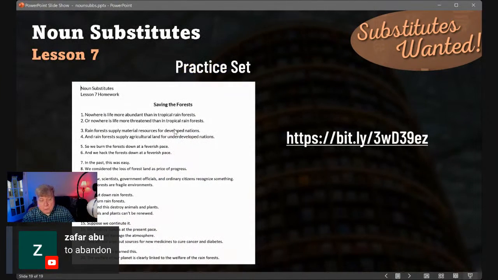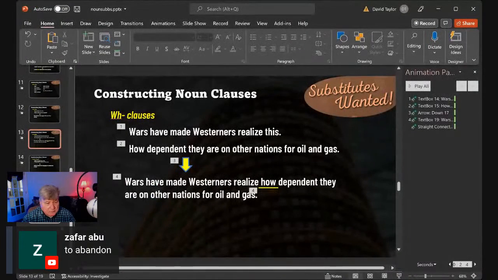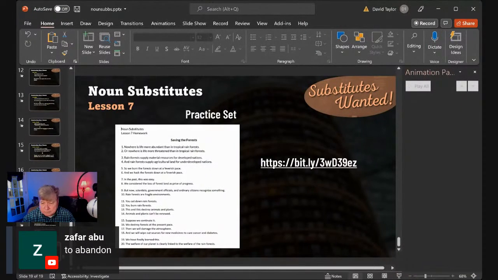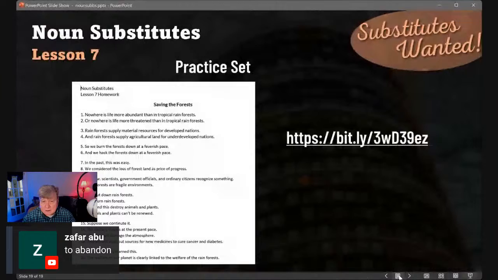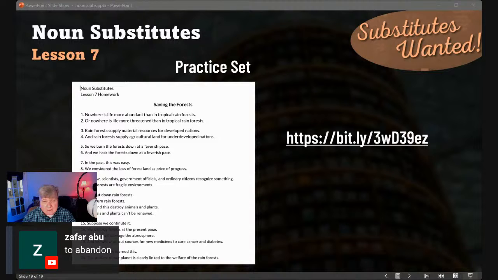So here is your homework. It can be downloaded from this link. It's a bit.ly link. Let's see if this downloads here. And there it is. Saving the forest.